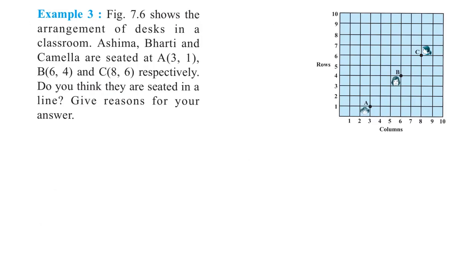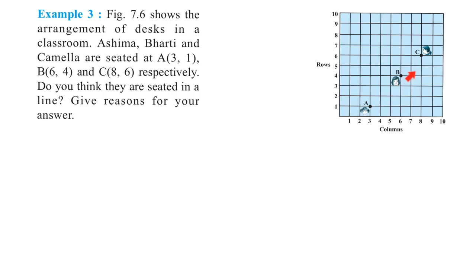Let's try this. The figure shows the arrangement of desks in a classroom. Ashima, Bharti and Camilla are seated at A (3,1), B (6,4) and C (8,6) respectively. Do you think they are seated in a line? Give reasons for your answer. Now let's try to understand the logic.